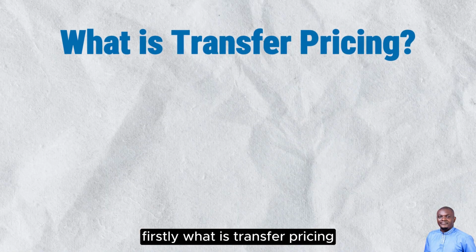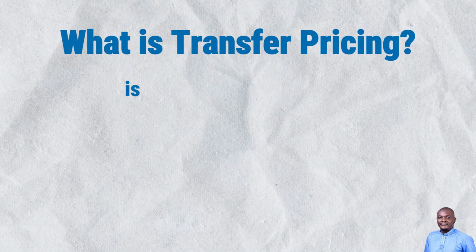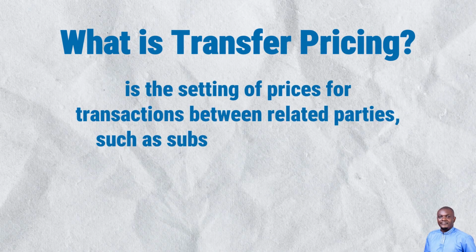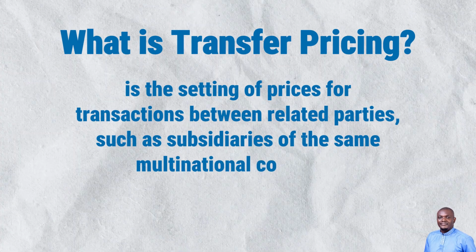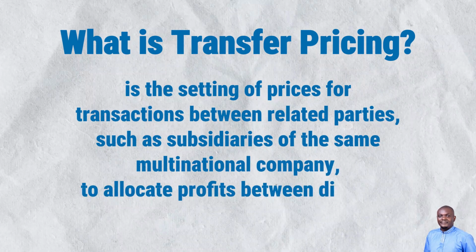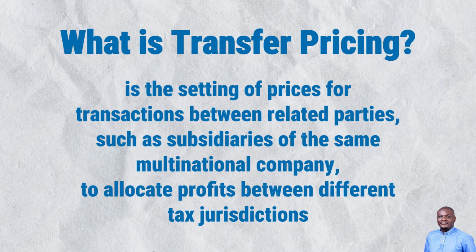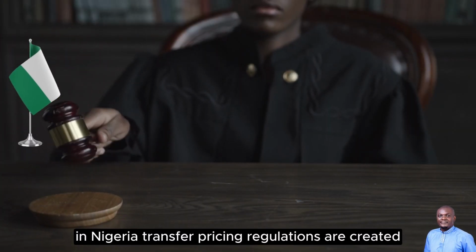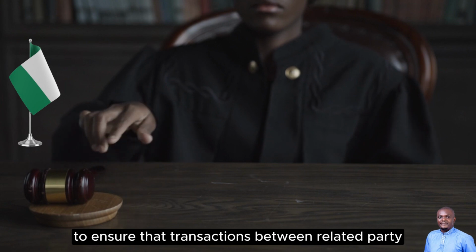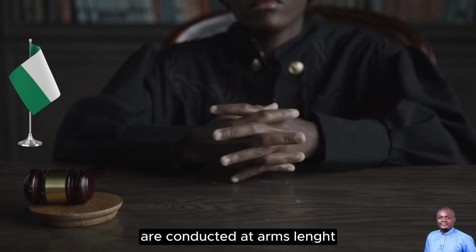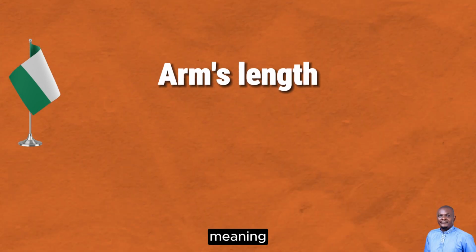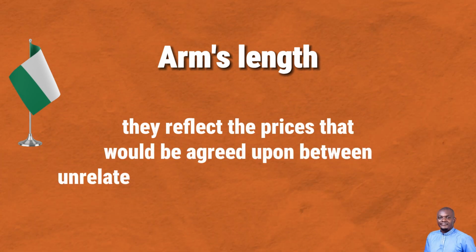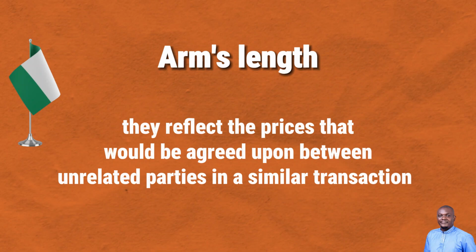Firstly, what is transfer pricing? Transfer pricing is the setting of prices for transactions between related parties, such as subsidiaries of the same multinational company, to allocate profits between different tax jurisdictions. In Nigeria, transfer pricing regulations are created to ensure that transactions between related parties are conducted at arm's length, meaning they reflect the prices that would be agreed upon between unrelated parties in a similar transaction.